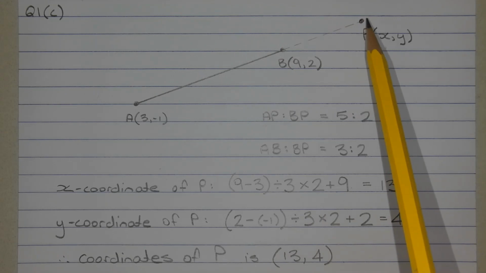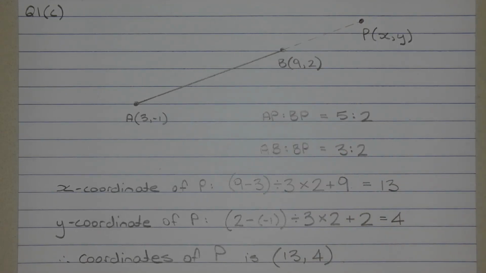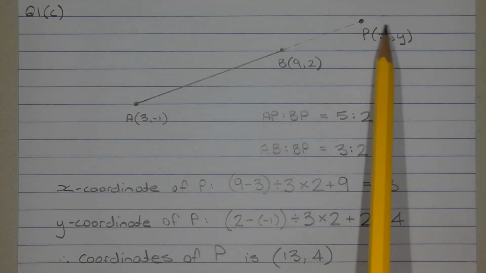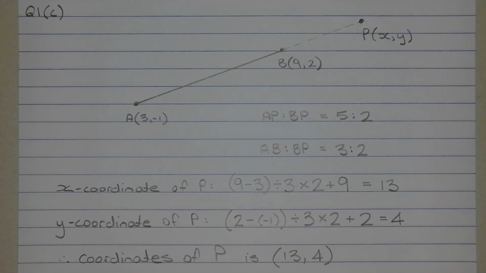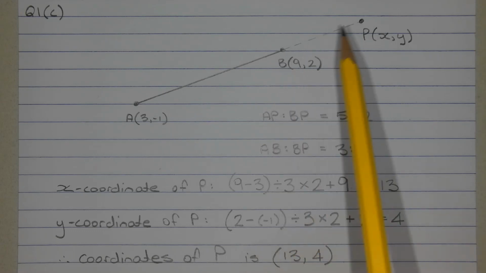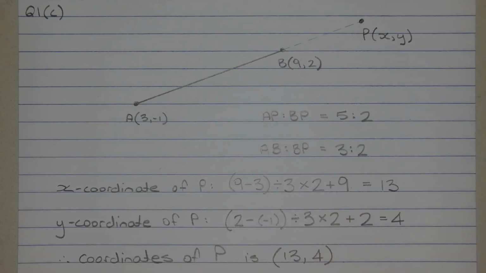So 5:2. We want to find the coordinates of point P. Now, if that's 5:2, then A to P is 5 and P to B is 2. That means the ratio AB to BP must be 3:2. So to find the x coordinate of P, we need to find what one share or one part of the ratio is worth. And then we add that to the x coordinate of point B to find out how far to the right we need to go.